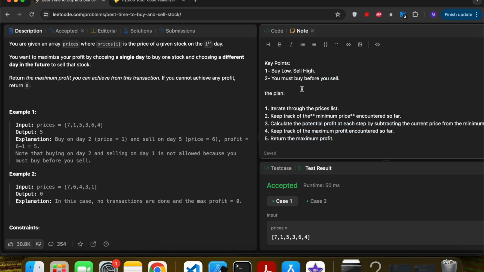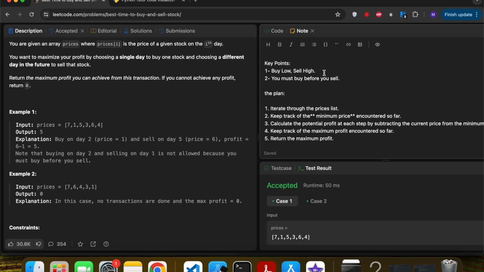The key to solving this problem is just to use this advice: buy low and sell high. It is applicable also in the real world, not just to solve this problem. You have to buy low and sell high. To buy low, we have to check for the minimum price because we want the maximum profit.